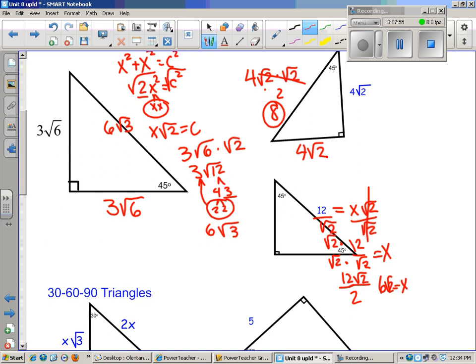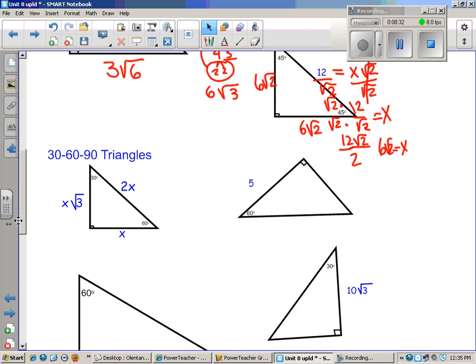Okay? So that's x. X is 6 radical 2. That means the legs are both 6 radical 2. Okay? So do you see how when the legs were radical 2, we got a whole number? And when the hypotenuse was a whole number, we got the legs to be something radical 2, right? So they work both ways. Okay? So that's 45, 45, 90 triangles. Are we okay with those? Yeah, kind of? All right.